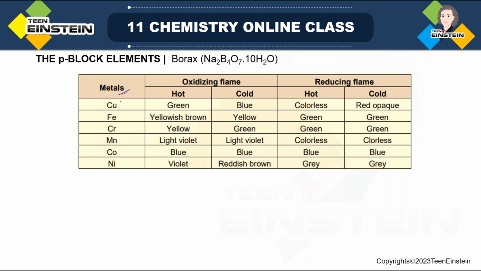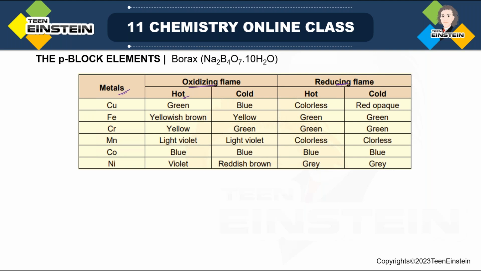These are the metals, basically ions: Cu2+, Ni2+, Cr3+. And depending on whether you have taken an oxidizing flame or a reducing flame, in hot condition or cold condition, different types of colors may be there.